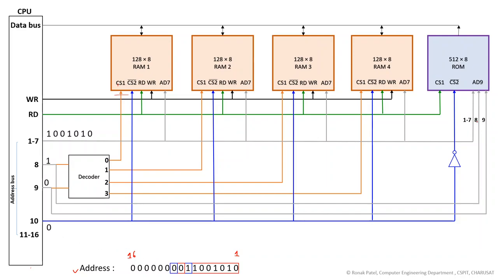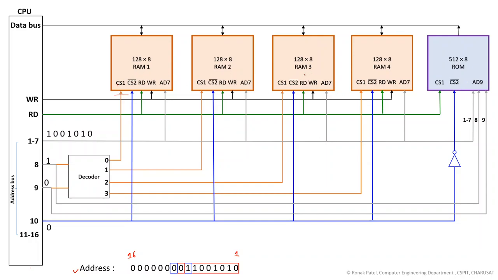Now what happened? Your 10th bit, that is 0, is used to select between RAM and ROM. Now see, what is your 10th bit? 0. 0 means your RAM is selected, right? Because in ROM this will invert it and give 1. If this is 1, this will invert it and make it 0. So whatever the value you have in CS1, but as the input to CS2 bar is 1, this ROM will not be enabled. So RAM is enabled.